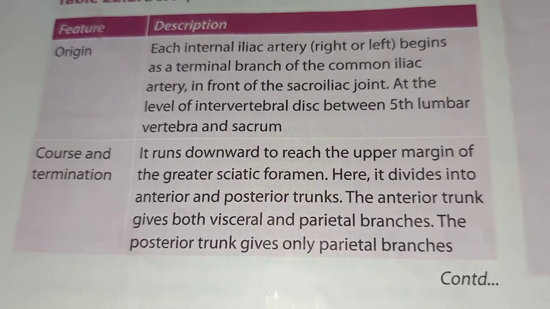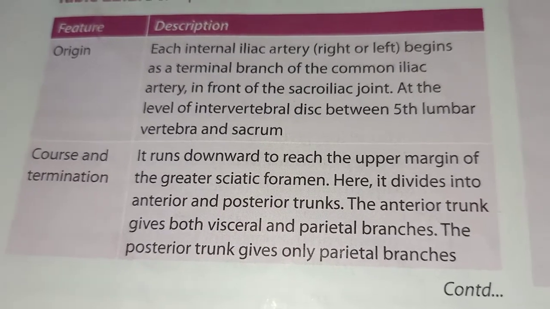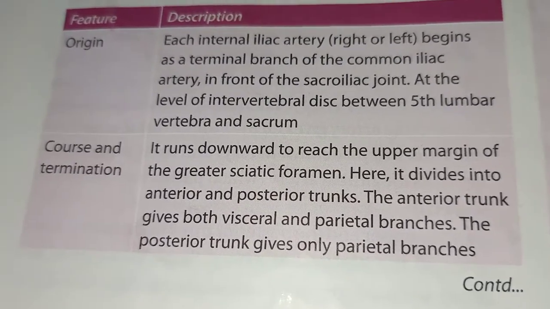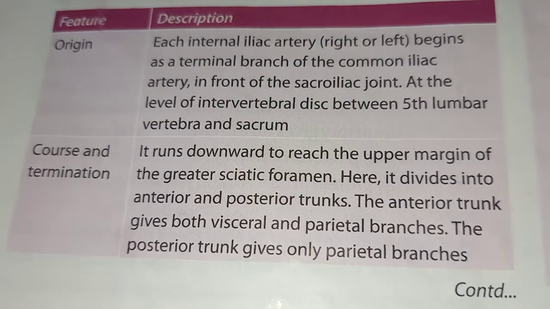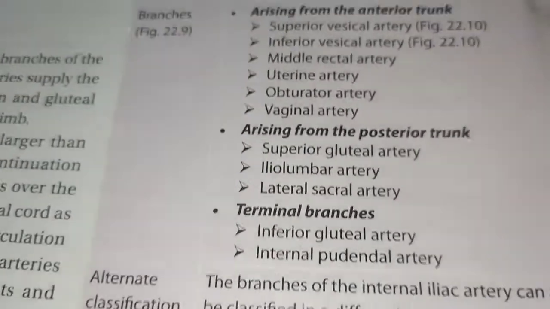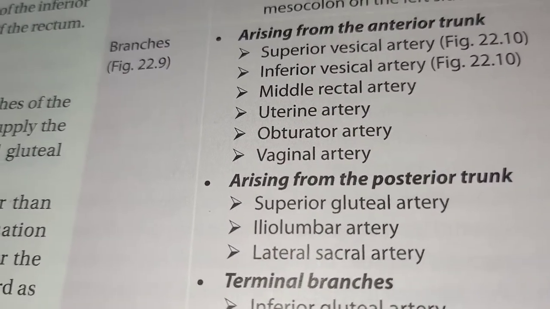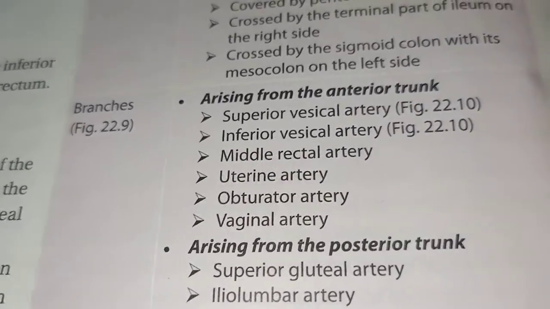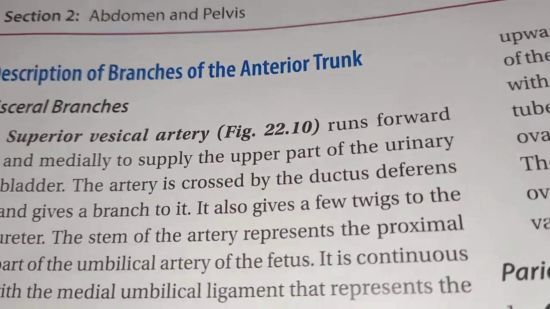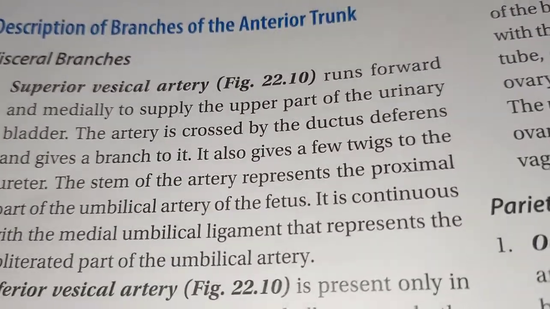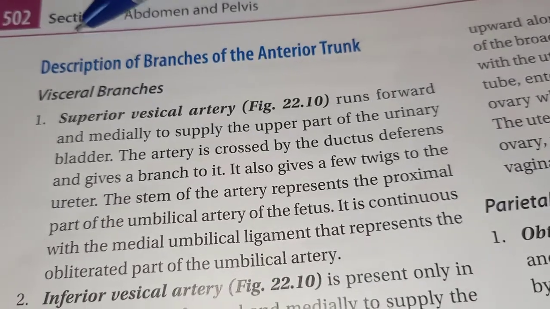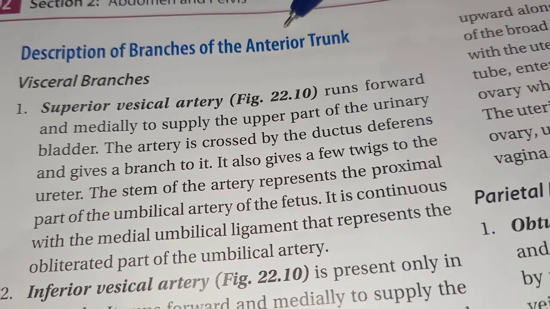The anterior trunk supplies both the visceral and the parietal branches, and the posterior trunk gives out only parietal branches. I have mentioned these branches in my previous video. Now we'll go into detail about each and every branch. First, we'll talk about the description of the branches of the anterior trunk.